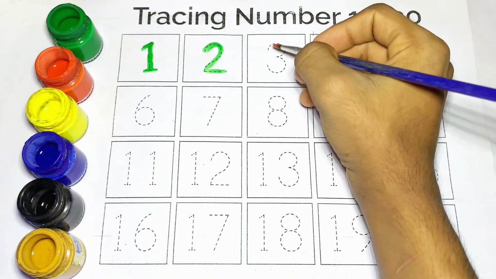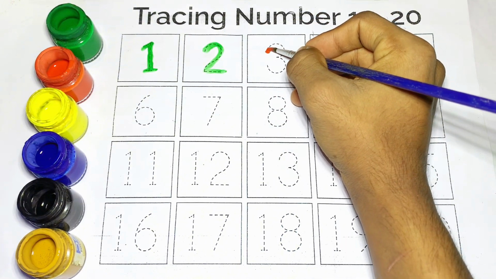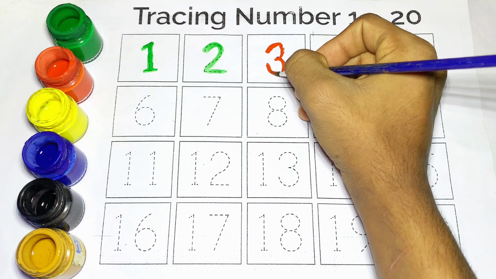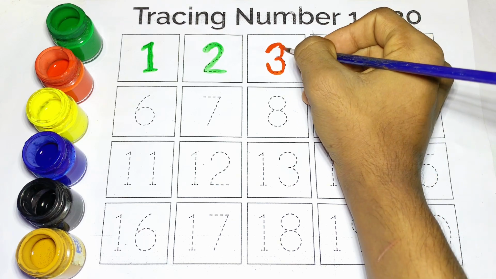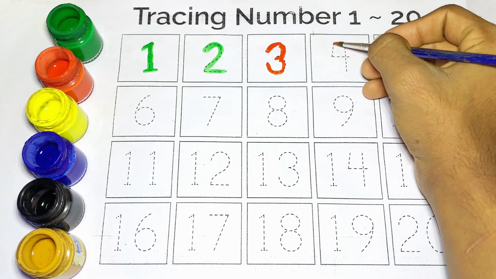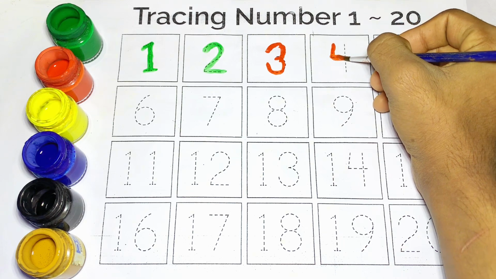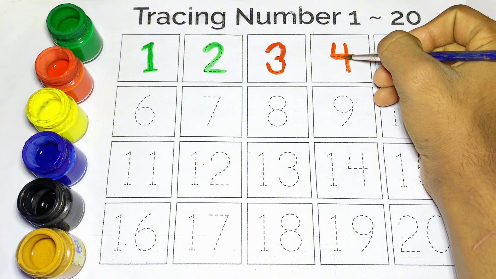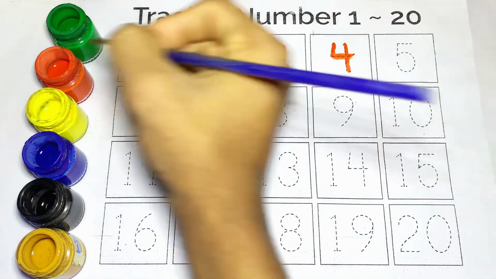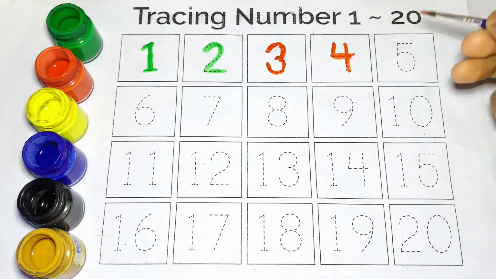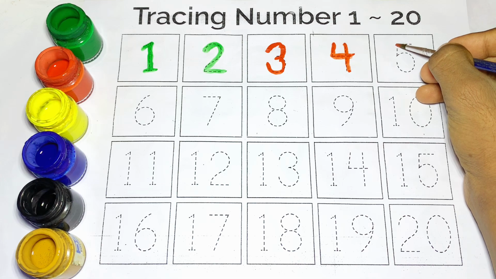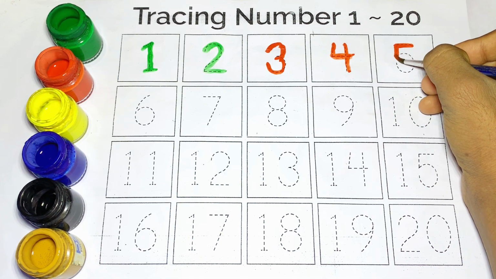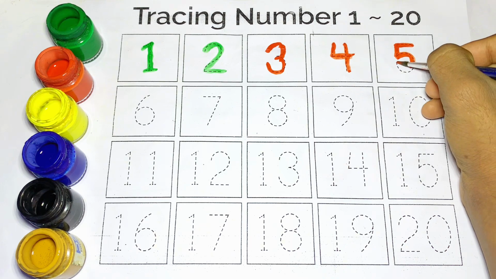Kids, now draw 3, the numbers of 3, and use red color. 4, the numbers of 4, and again use red color. Kids, now draw 5, the numbers of 5, and again use red color.